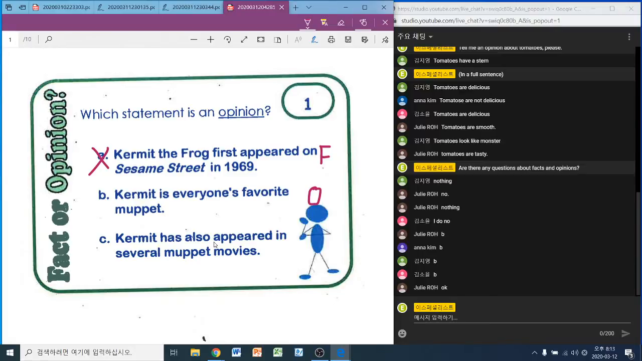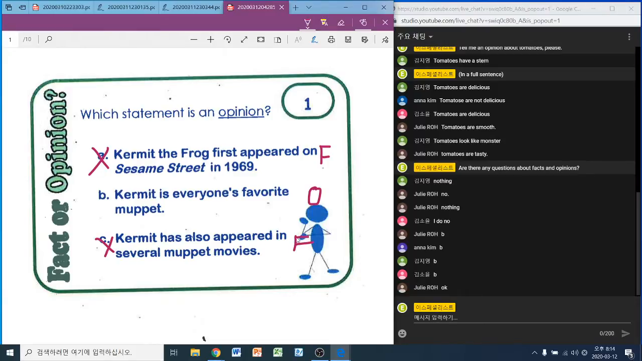Let's look at this last one first. Kermit has also appeared in several Muppet movies. We can look that up too. We can watch the Muppet movies and we can check, is Kermit in the Muppet movies? So we know, we can check this. This is not an opinion, this is a fact.